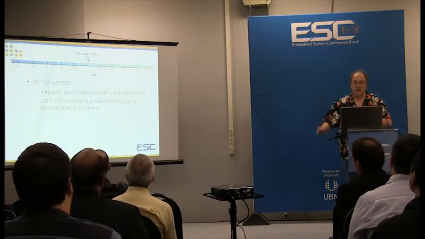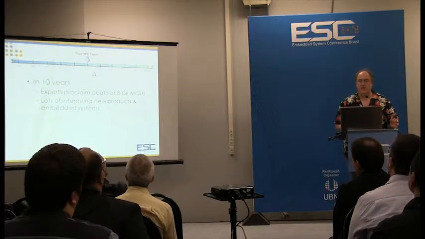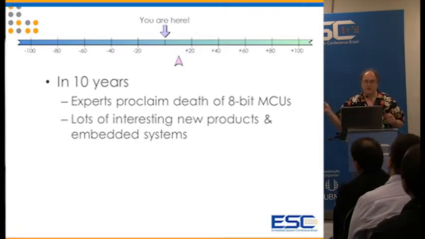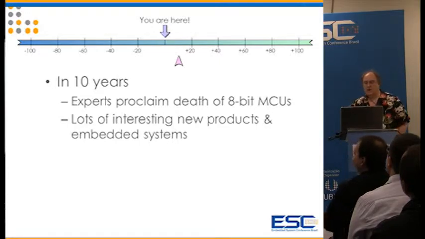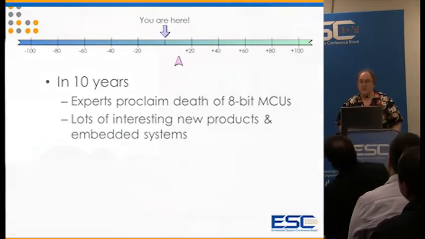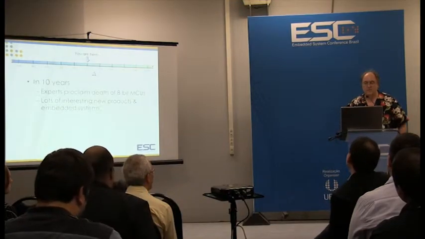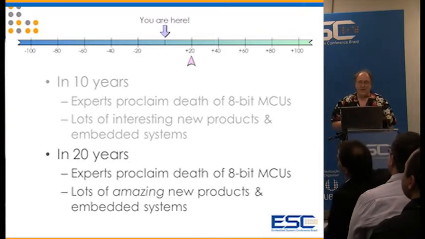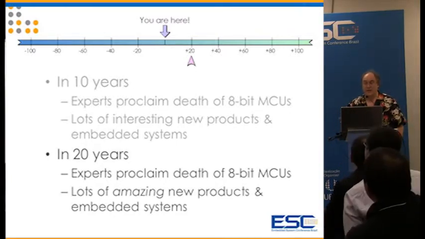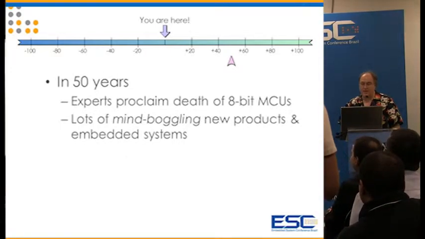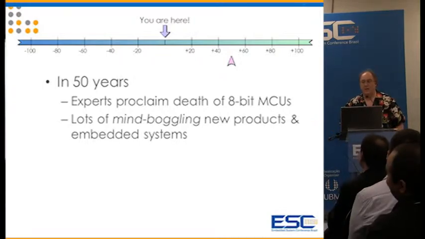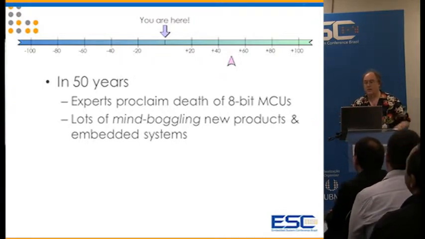So, what's going to happen in the future? Well, as you know, all the time people are telling us that the 8-bit microprocessor is dead. Yeah, it's all 32 bits. So I'm sure that in 10 years' time, the experts will still be telling us that the 8-bit microprocessor is dead. And of course, we're going to have lots of interesting new products and embedded systems, and we'll be talking about these in a little while. In 20 years' time, the experts will be telling us that there'll be some amazing products. I mean, amazing. 50 years, 100 years. We really have no idea about the technology, but we know what the experts will be telling us.